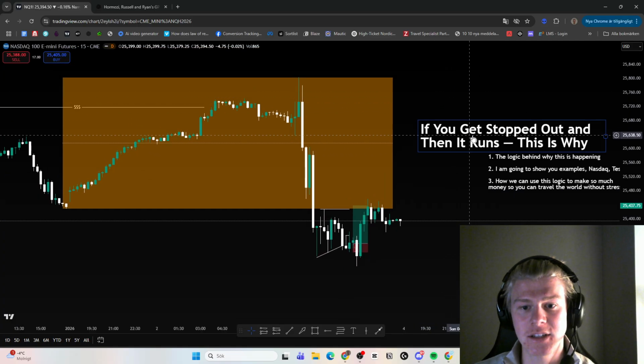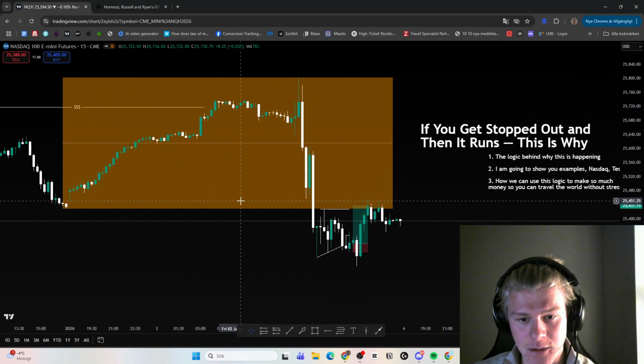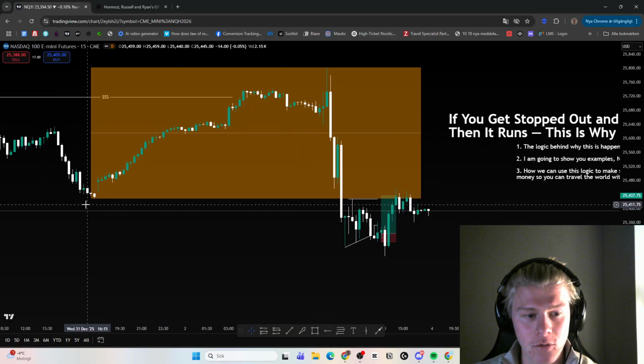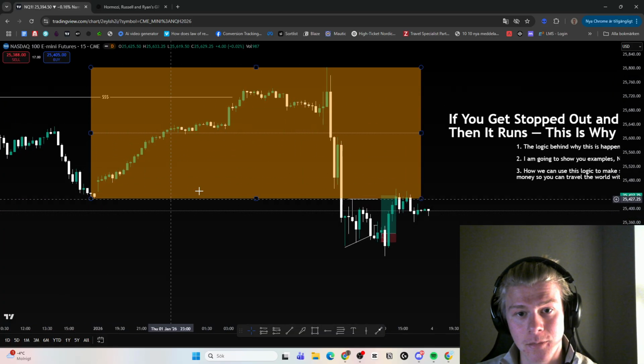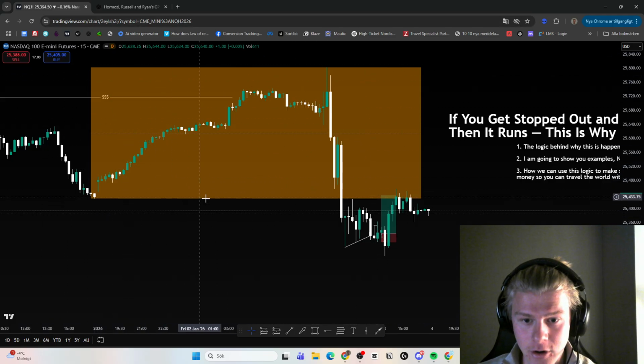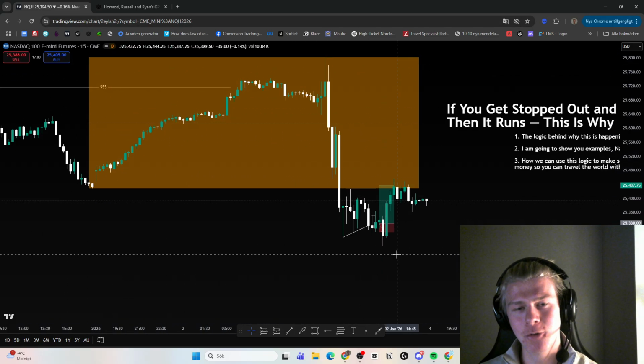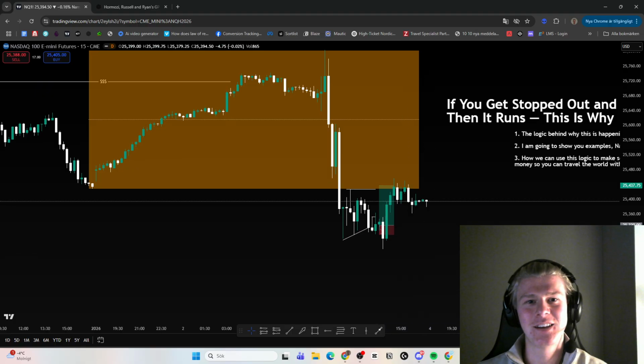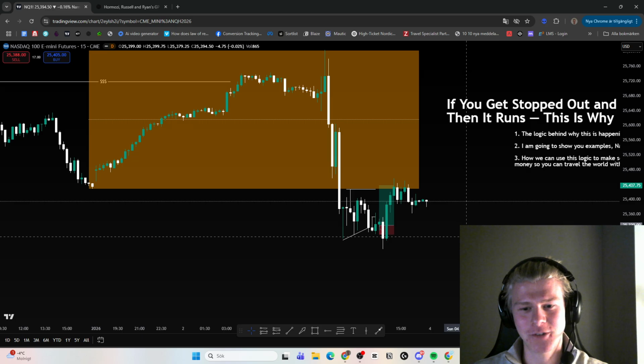A bank block is a zone where the banks have been buying up positions. Now, for the banks to be able to enter in this bank block where they still have orders, they need liquidity. And liquidity is basically just stop loss orders from people going short.